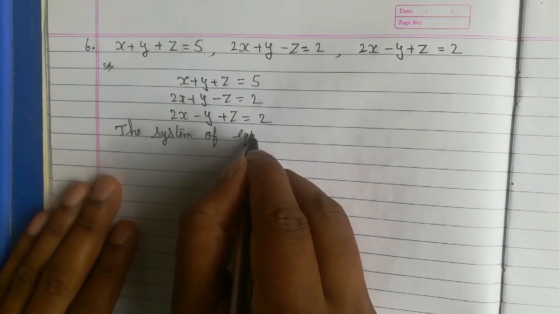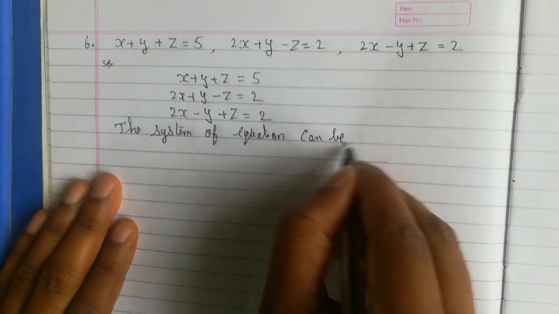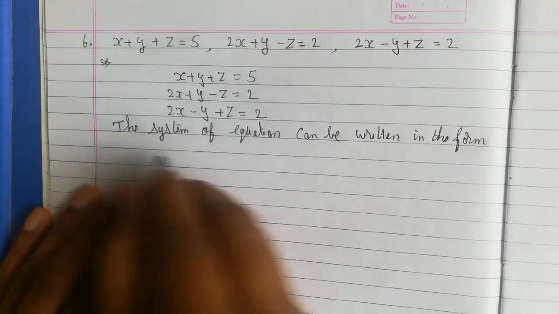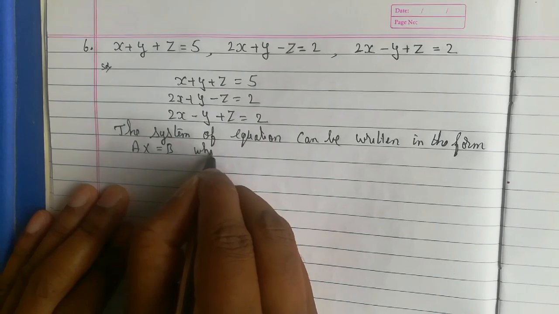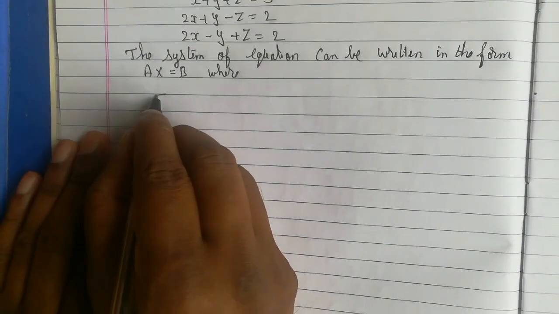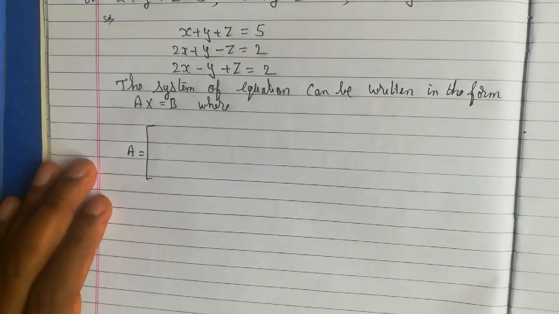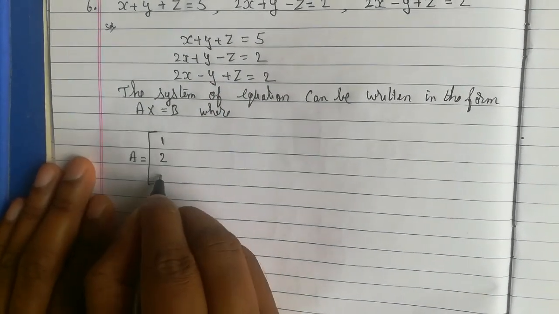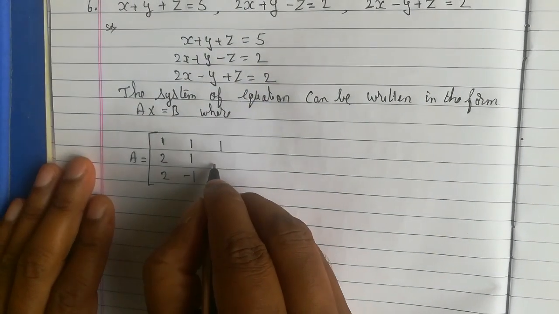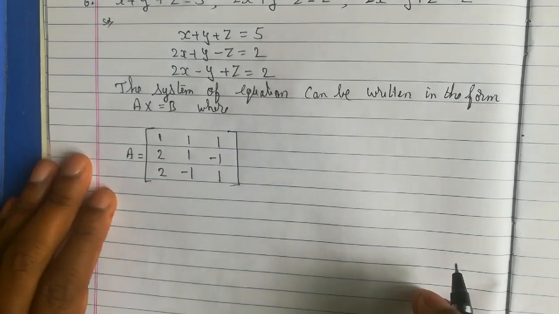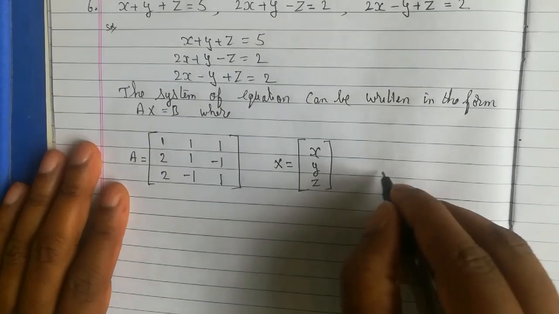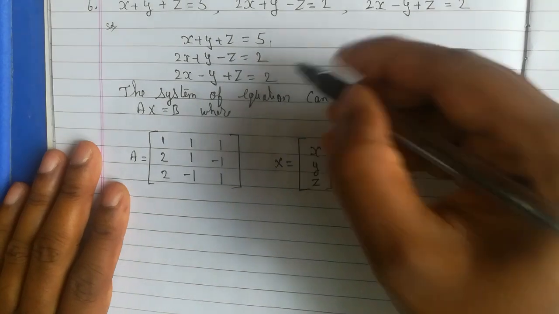The system of equations can be written in the form Ax equal to B, where A equal to, now this is 3 by 3 order, write the coefficient of x. Coefficient of x is 1, 2, 2. Now coefficient of y. Coefficient of z. This is matrix A. Now x. We want to find the 3 unknowns, and then the constant. The value is constant given here.